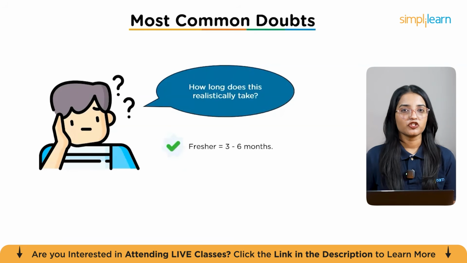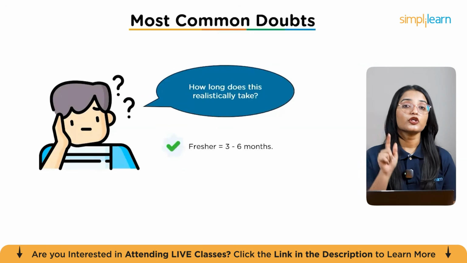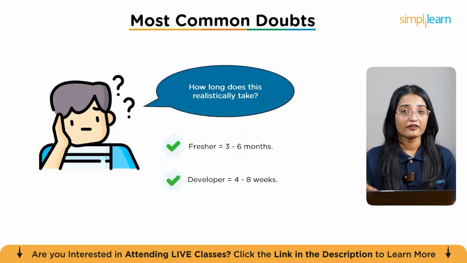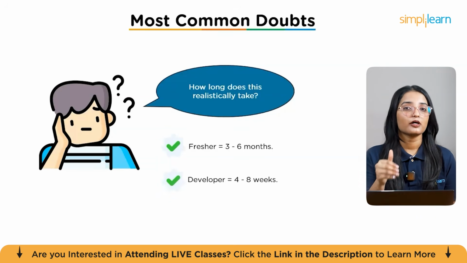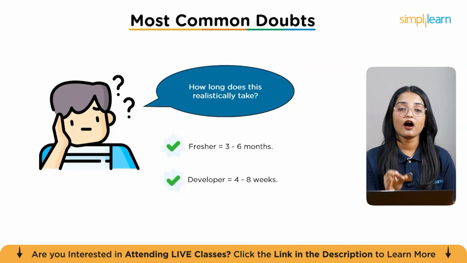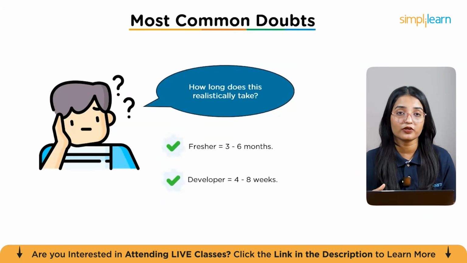Now, if you're a fresher and you stay consistent, you can build solid agent-based projects within 3 to 6 months. If you're already a developer, the timeline may be much shorter. In many cases, within 4 to 8 weeks, you can start building functional agent prototypes.